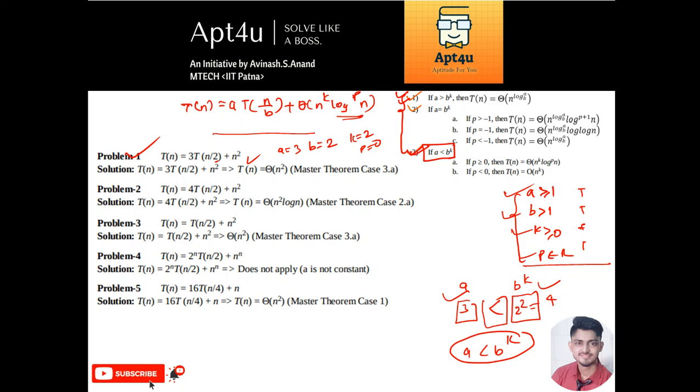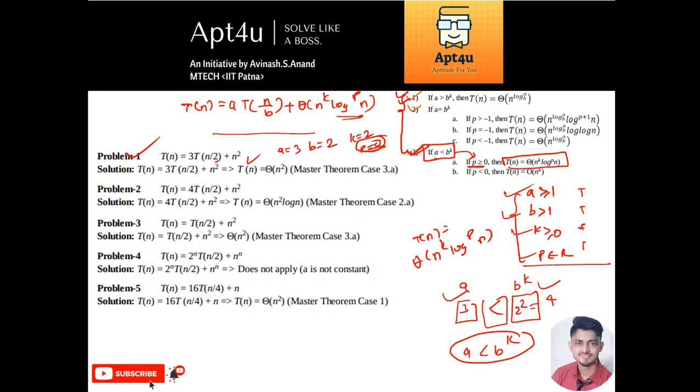Now again we have to check the value of p. We have the value of p as 0, and we see the first condition here, p greater than or equal to 0. So if a is less than b^k and p is found to be greater than or equal to 0, we found here 0, then we will find the time complexity as follows: T(n) is equal to Θ(n^k log^p n).